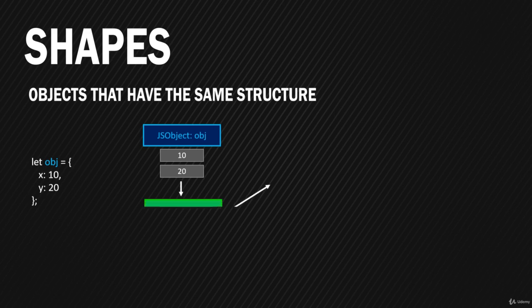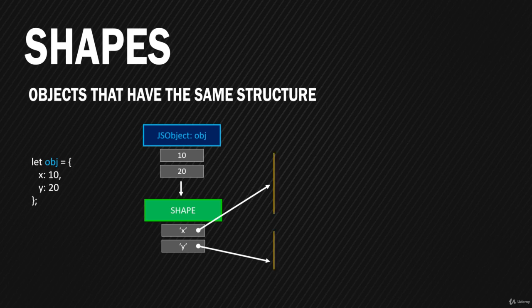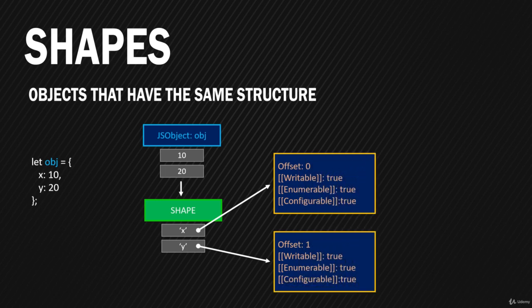And that object is going to be pointing to a shape. And that shape is what's going to be storing the keys and the associated offsets. Does that make sense? So we know when you're looking at the shape, the X points to property attributes with an offset of 0. And that's why the JavaScript engine is going to know that X has a value of 10. Are you confused yet? Good. It's part of the journey.